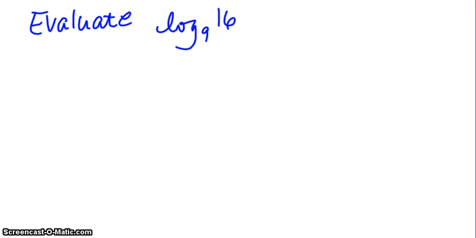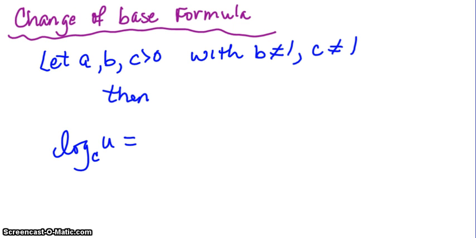Now we're going to evaluate a log without estimating. We're going to use our calculator. So we're going to use the change of base formula. Let a, b, and c be greater than 0 with b not equal to 1 and c not equal to 1. Then log base c of u is going to be equal to log base b of u over log base b of c. Now notice these two bases are the same, and it doesn't matter what you use.